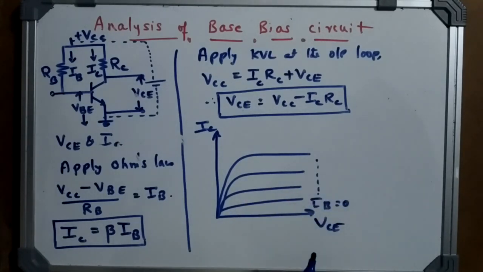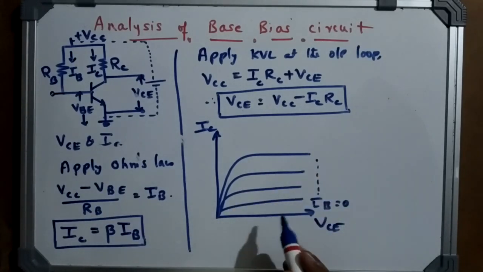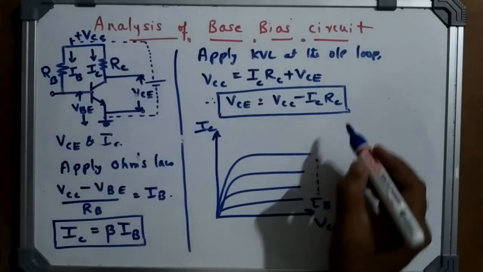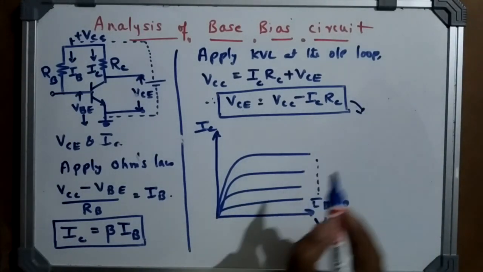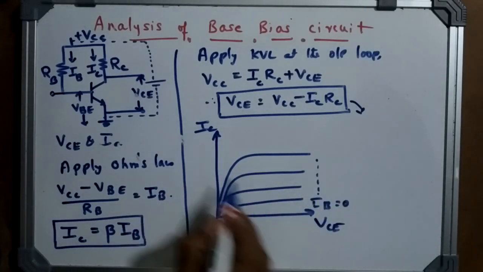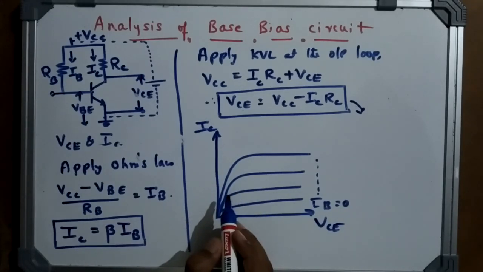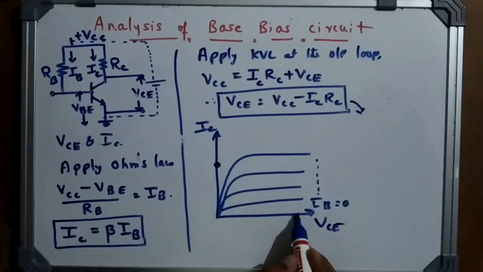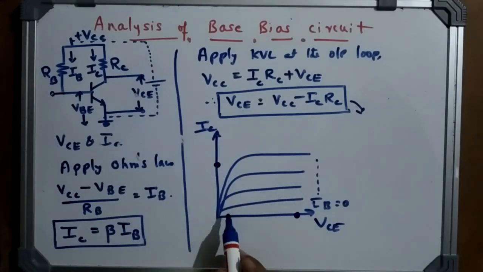Now what is that straight line? I told you it follows a straight line. The variation of VCE and IC will be in a straight line. So first we'll draw the straight line. To draw the straight line, we use this equation. To have a straight line on these characteristics, we require two points. This is one point and this will be another point. Now, how do you calculate the coordinates of these two points?